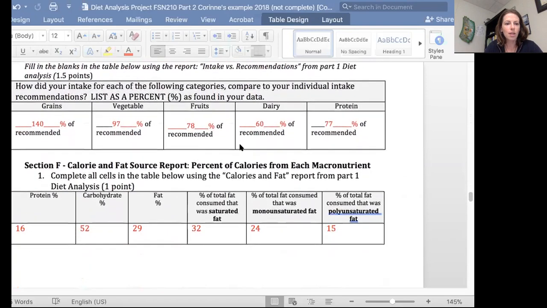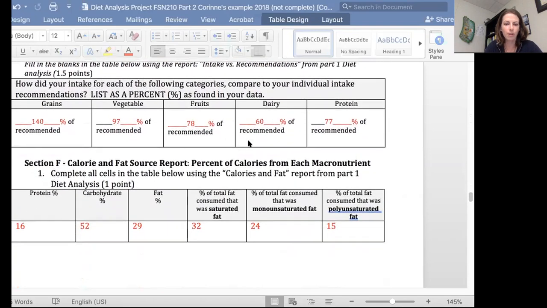Next part. So this is going to have you going to a different section in your reports to fill this out. How did your intake for each of the following categories compare to your intake recommendations? List as a percent found in your data, and then also percent of calories from each macronutrient. So now I'm going to try to switch my screen so I can show you where to find this information.